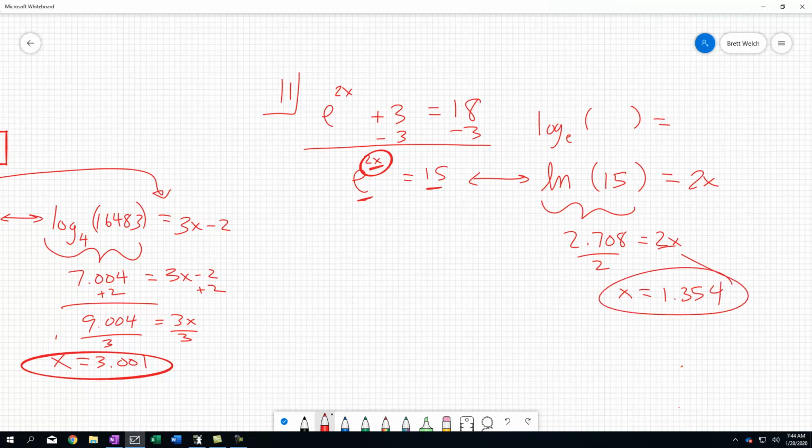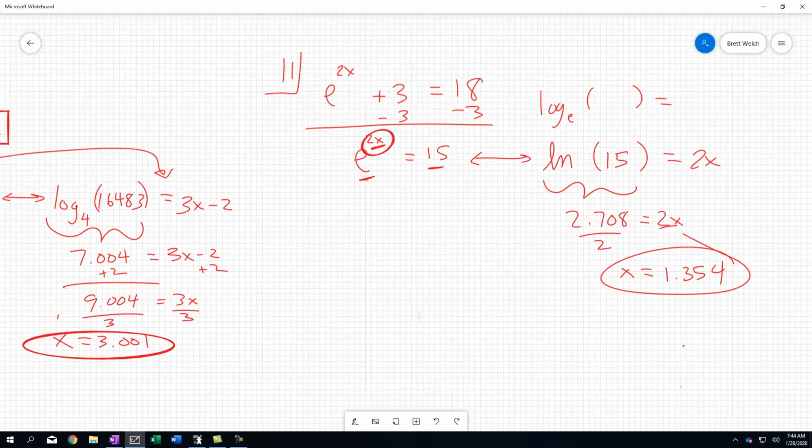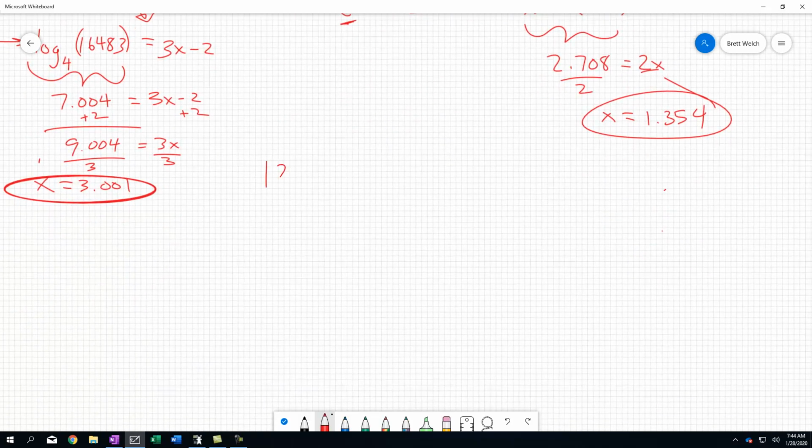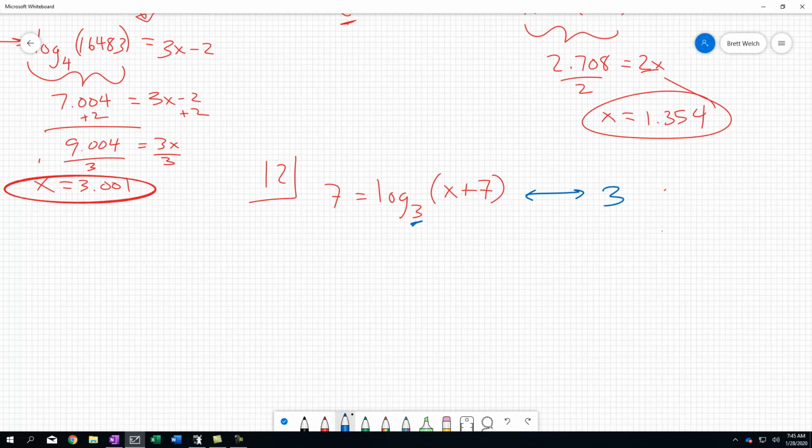Number 12 is the one that's going to actually require us to go in reverse with this. So we look at number 12. We have 7 equals log base 3 of x plus 7. Okay, and a problem like this, because it's in log form, we actually want to transfer it into exponential form. And so we've talked about the base being 3. Now I need the exponent for this, but we know every logarithm equals the exponent. So this would be the exponent on the 3, and therefore it equals the x plus 7.